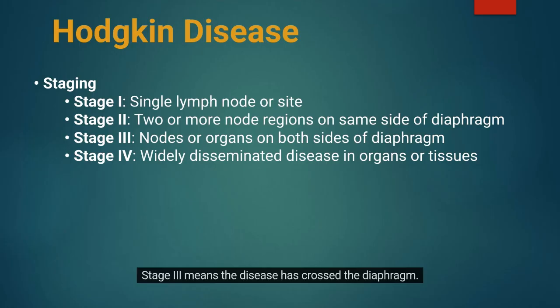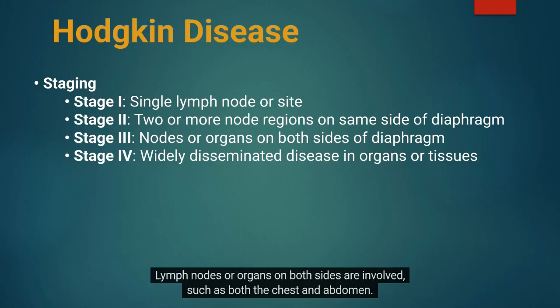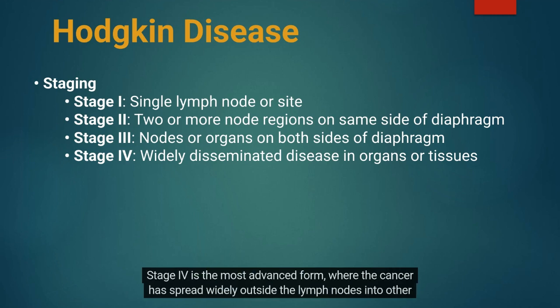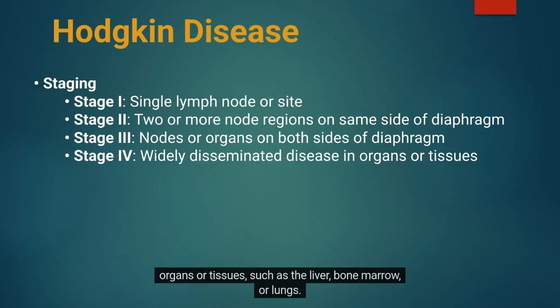Stage 3 means the disease has crossed the diaphragm. Lymph nodes or organs on both sides are involved, such as both the chest and abdomen. Stage 4 is the most advanced form, where the cancer has spread widely outside the lymph nodes into other organs or tissues, such as the liver, bone marrow, or lungs.